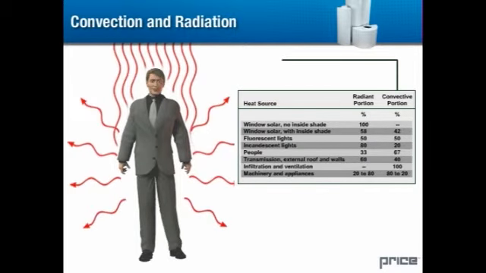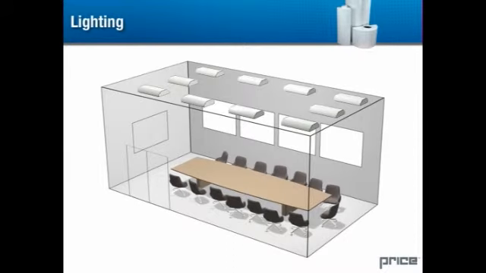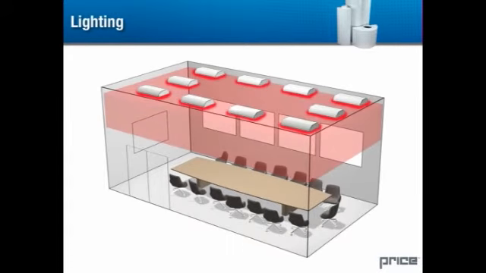In a displacement system, the convective portion of the load rises naturally and is exhausted at the ceiling without contributing to the load in the occupied space. The radiant portion of the load will be distributed between the upper and occupied zone, depending on the location of the heat source. Let's examine the lighting in the space and see how the lighting load is divided between the two zones. It's easy to see how overhead lights contribute the majority of their load to the upper zone.